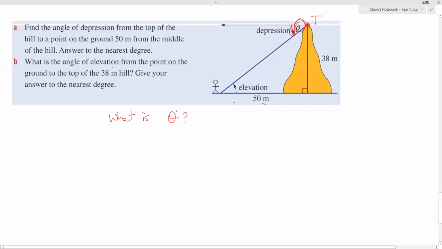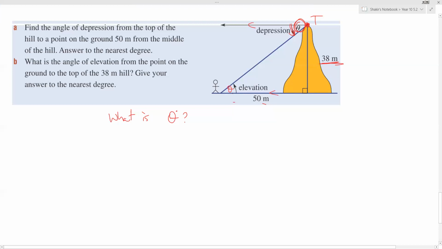So that 38 is part B. We're going to ignore that for the time being. We're just trying to find theta. From the top of the hill to a point 50 from the middle of the hill, answer to the nearest degree. Okay, I think we are going to need to use this 38. It's given in the diagram. So let's use that. Trying to find theta. Now, what is theta equal to? Alternate angles.